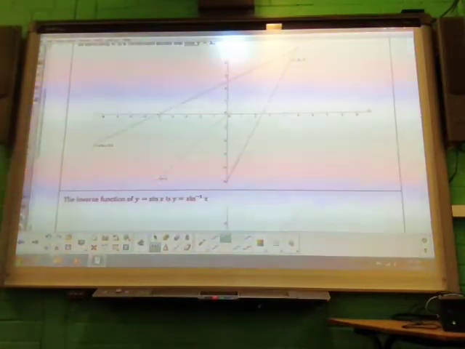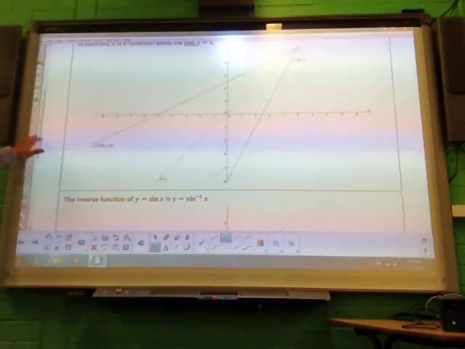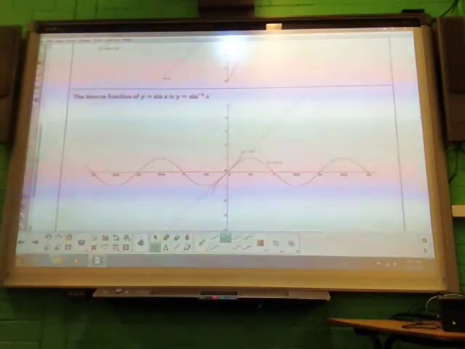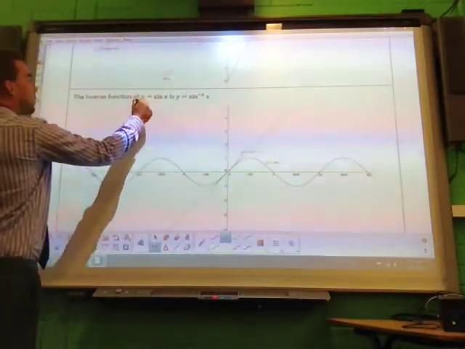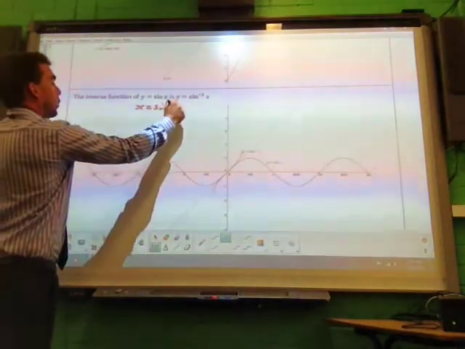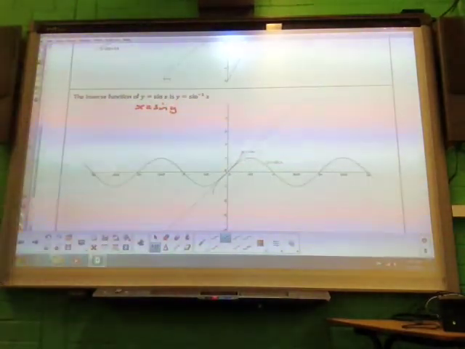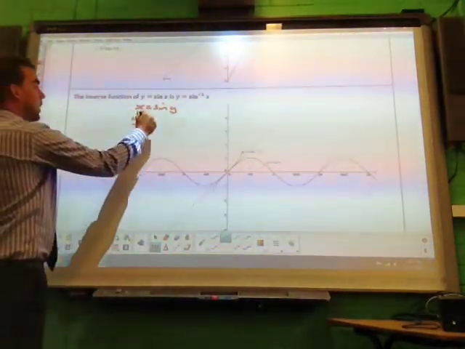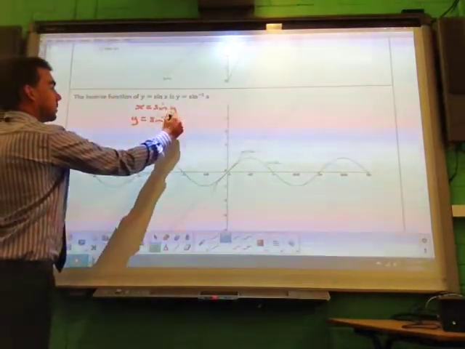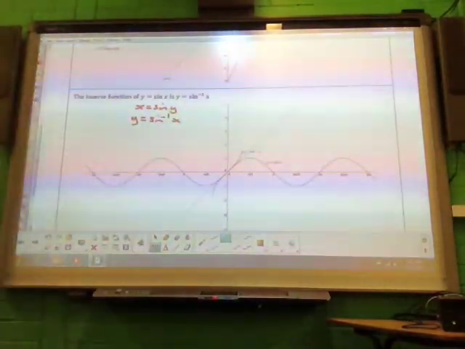So, looking specifically at the sine, cos and tan inverse functions. The inverse function of y equals sine of x is y equals sine inverse of x. If we swap the variables, x is sine of y, and we solve for y, so y is going to be sine inverse of x when we find the angle there.